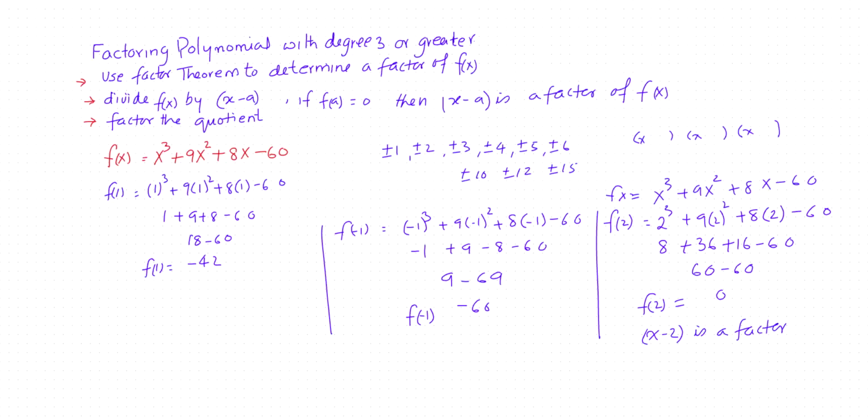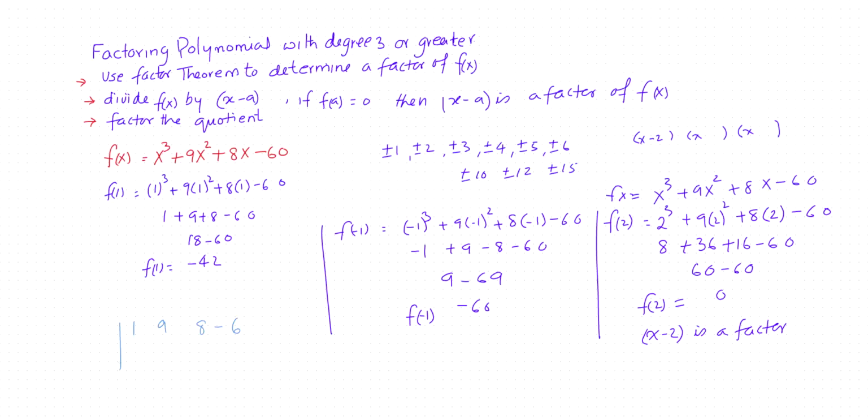Now we have found one factor, x minus 2. To find the other two factors, we do synthetic division to find the quotient. So synthetic division we'll do now. The coefficients are 1, 9, 8, and negative 60. So this is 1, 9, 8 and negative 60, and we are dividing by the same 2.